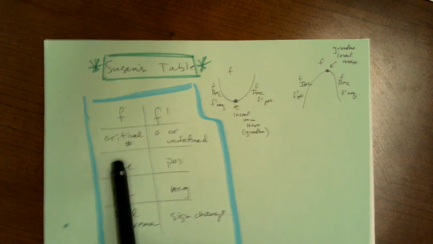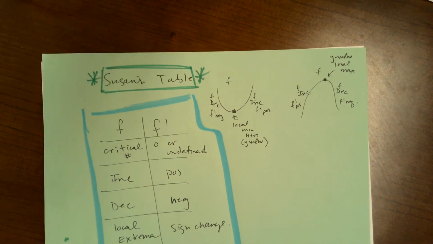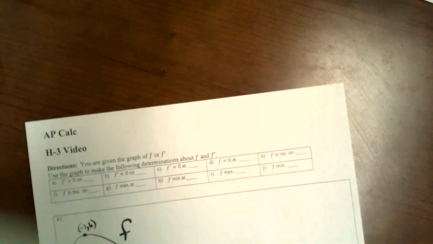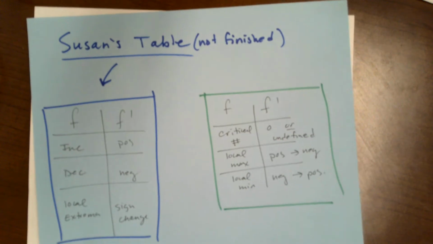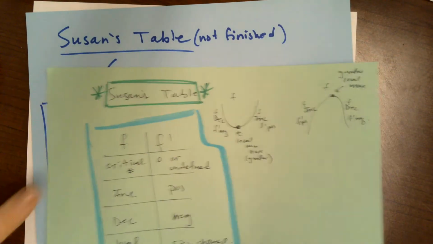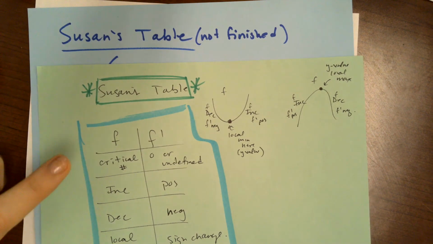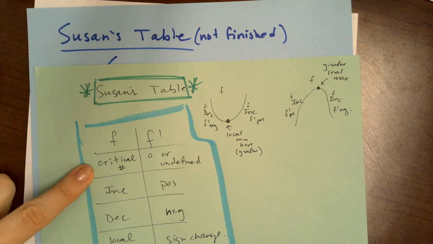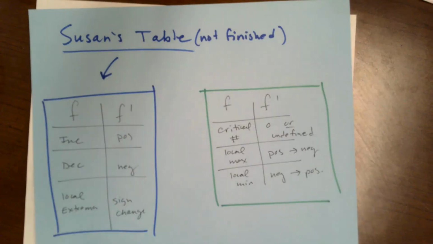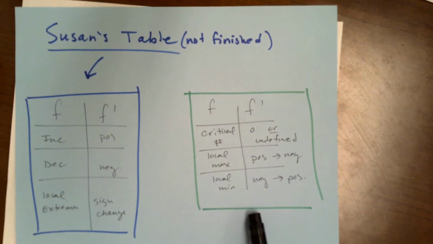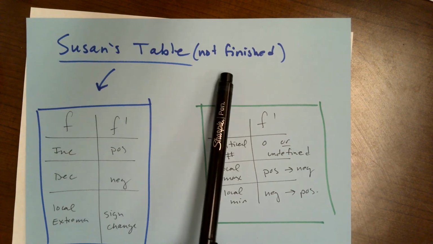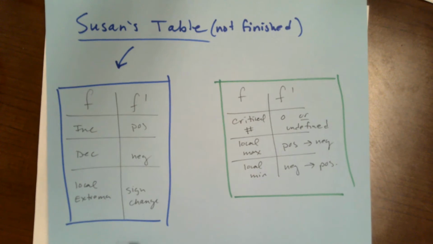Right, in this table, we have the relationship between F and F prime. And then here, this is going to be in your notes again. This is actually not the original Susan's table because I included the critical number part. And then I remembered that last year I put another little table off to the side. Okay, so Susan's table, which is not finished.